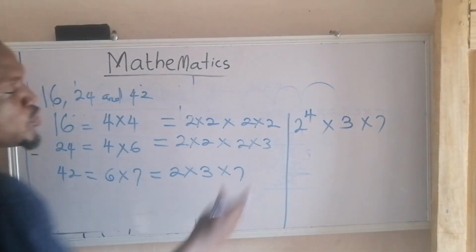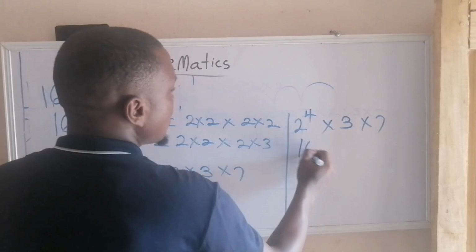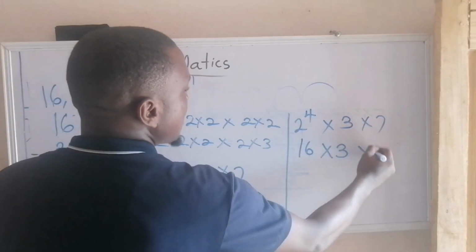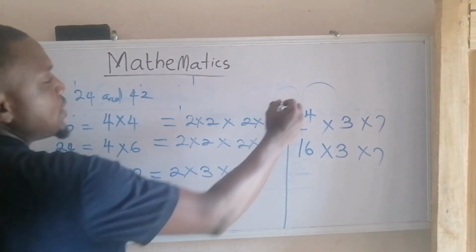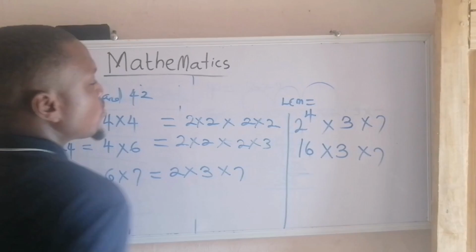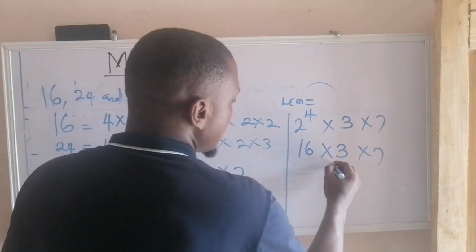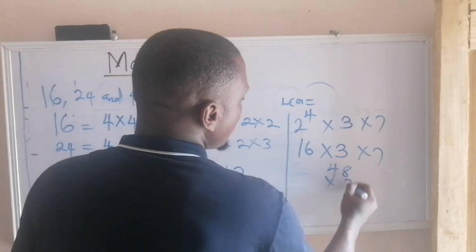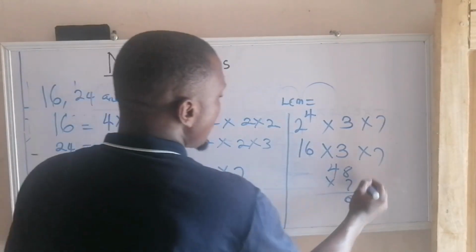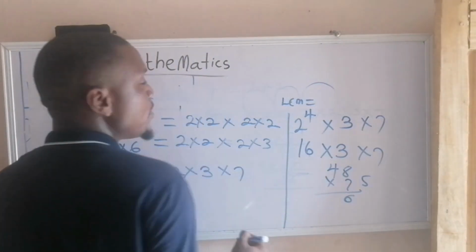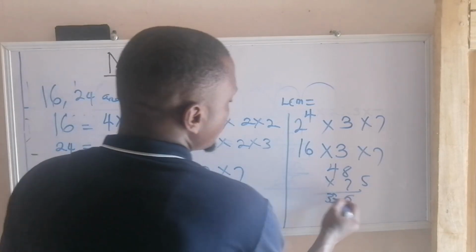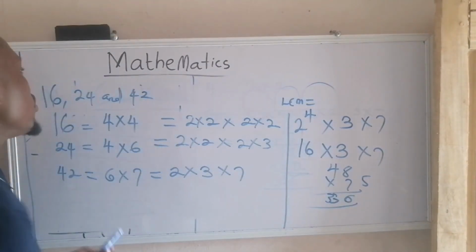What is 2 raised to power 4? That will be 16. That will be 16 times 3 times 7. We are writing our LCM. So 16 times 3, that will be 48. Then you have 48 times 7. 7 times 8 is 56. Keep your 5. 7 times 4, that will be 28. 28 plus 5 will be 336. So that's how to solve it using your multiplication method.